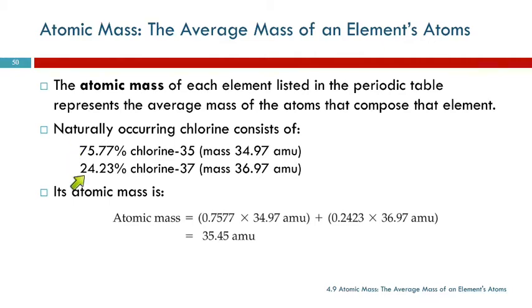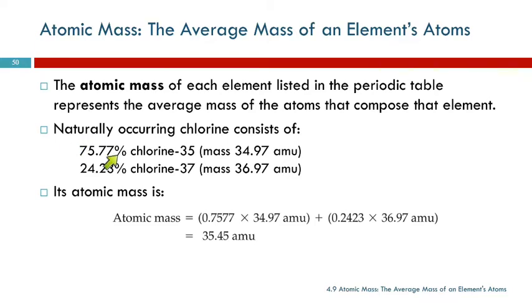So the percent natural abundance of each isotope is known. It'll either be given to you in a problem or you can look it up in your textbook. Generally, it's just handed to you in the problem. So here we're given that naturally occurring chlorine consists of 75.77% chlorine 35 and 24.23% chlorine 37. So to find the average mass, instead of adding up a whole bunch of numbers, we can use the percentages and do a weighted average.